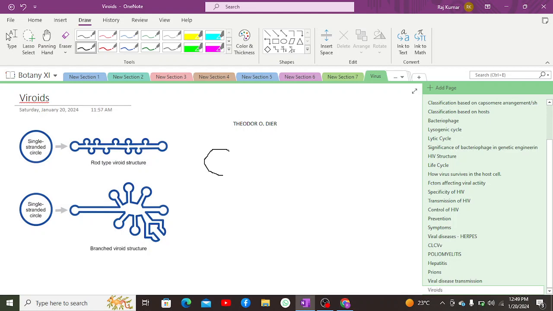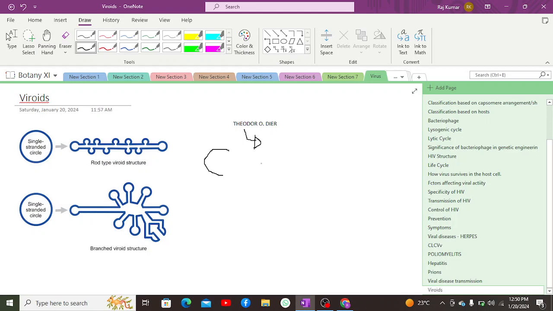There is a viroid-like agent known as hepatitis D virus, but that is not considered a viroid. We call this a virusoid because its infection is based on the infection of a prior virus, due to which it is not considered a viroid but a virusoid. It can be called an animal viroid but not a viroid in actual. Theodore Diener basically discovered it.